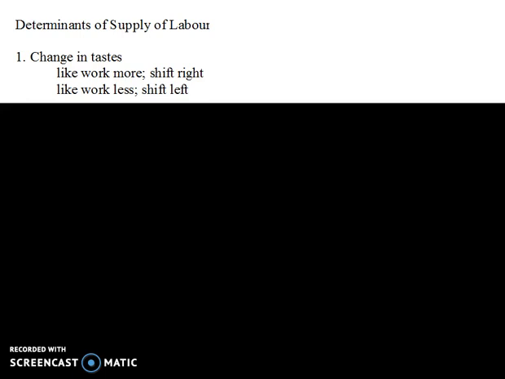On this podcast, we're going to look at the determinants of supply of labor. That is to say, these are the things that are going to shift the supply curve for labor. So remember, the supply curve for labor is going to be an upward sloping curve. Here we have the quantity of labor on the horizontal axis, price of labor on the vertical, and the supply curve for labor looks like this.